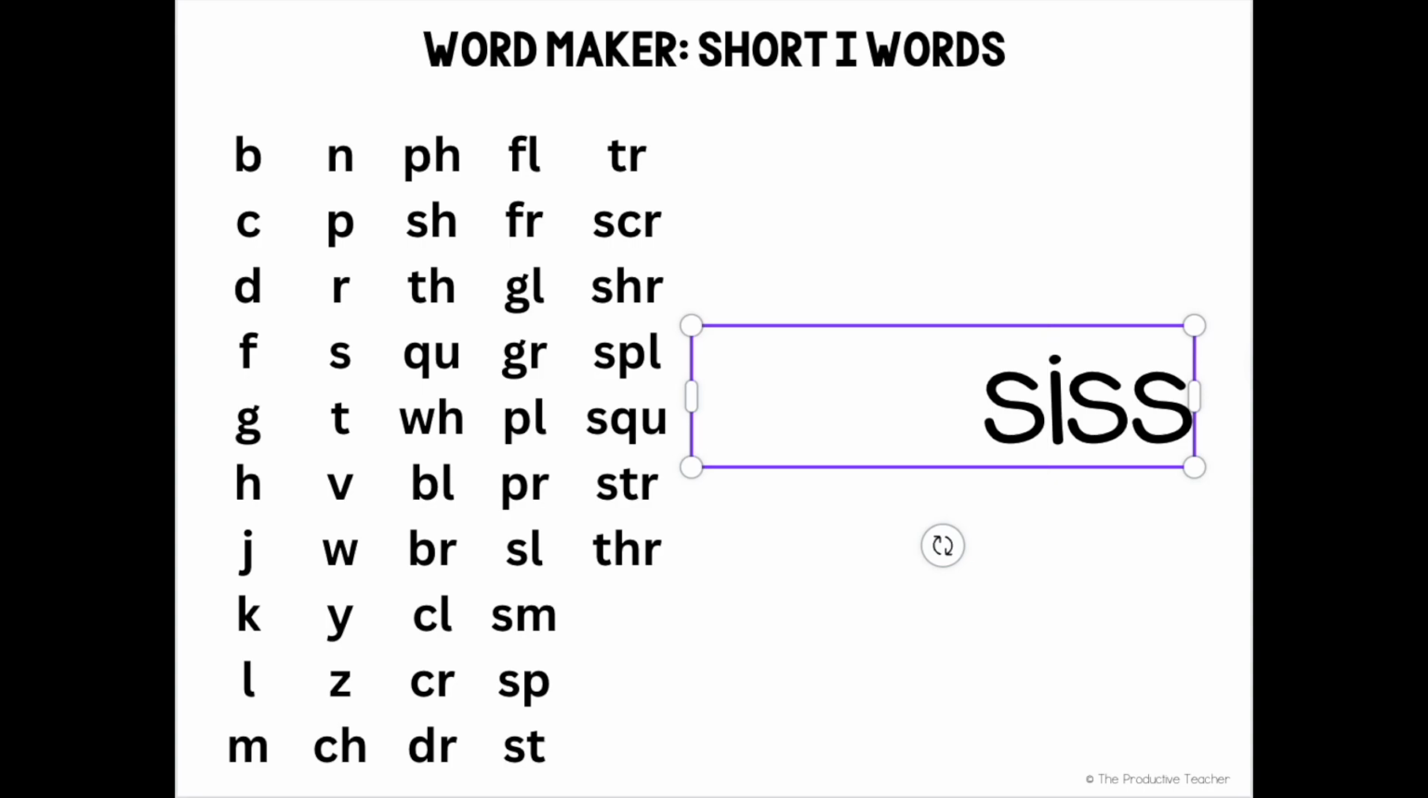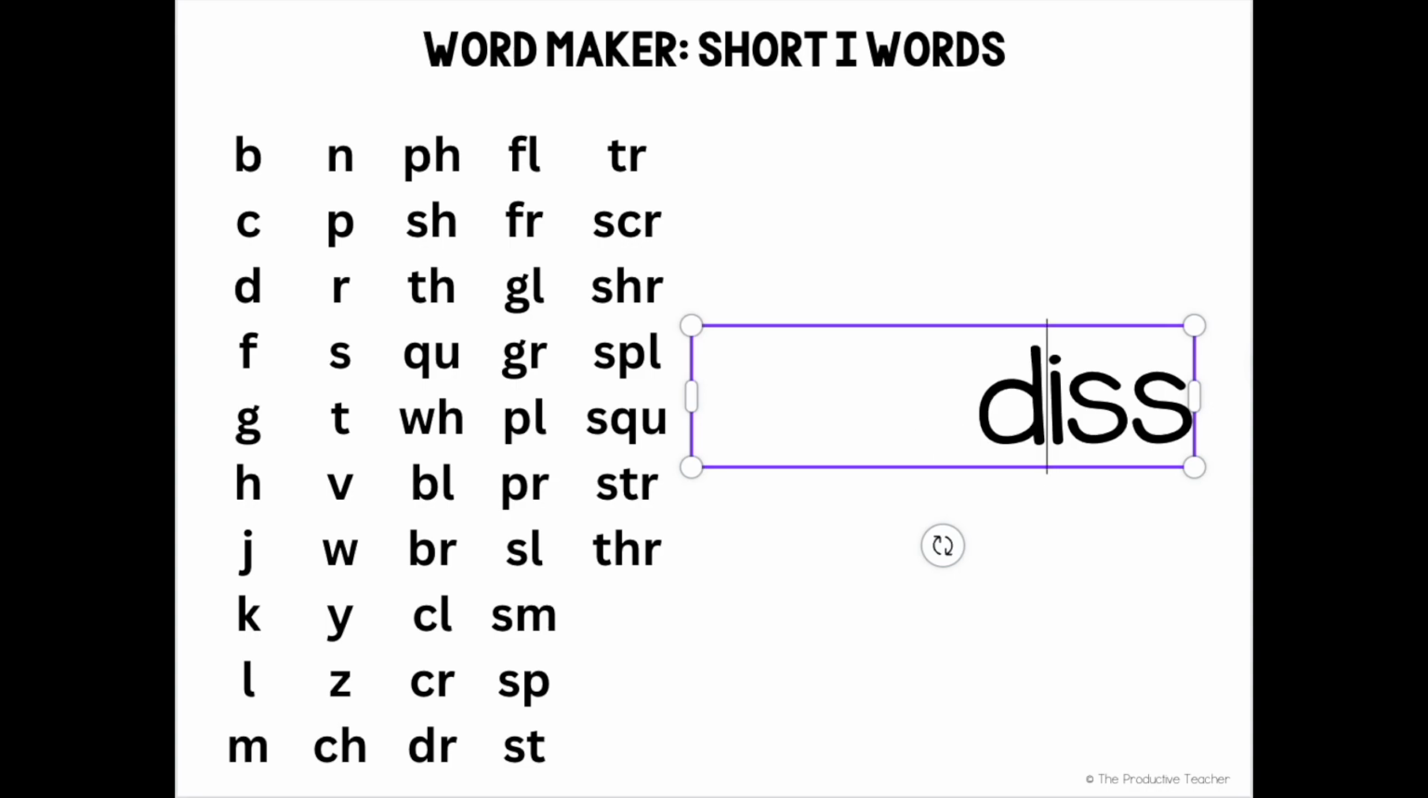Shis is not a word. This, spelled like this, is not a word. Quis is not a word. Wis is not a word. Bliss is a word. Bris is not a word. Cliss is not a word. Chris, spelled like this, is not a word.